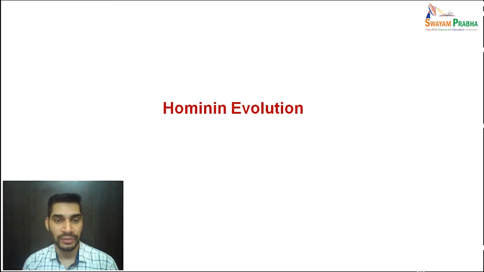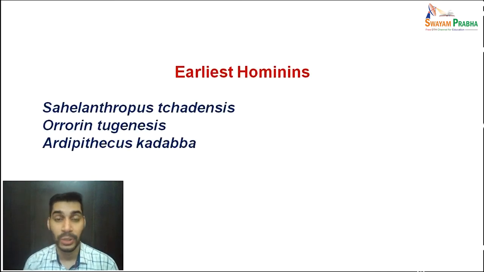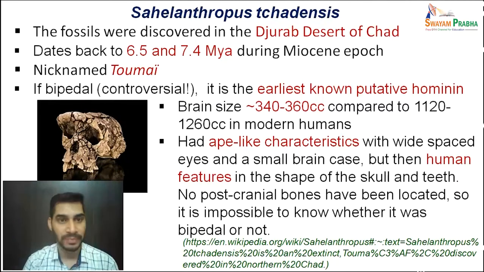Now, having come across these trends of evolution, let us move ahead to understand hominin evolution, where we'll see what the different transitional forms in human evolution have been, what fossils have supported us in tracing the history of human evolution, and so on. So let us start with the earliest hominins, which include various fossils discovered by a number of paleoanthropologists. But let us focus on three major ones: Sahelanthropus tchadensis, Orrorin tugenensis, and Ardipithecus kadabba. Besides these there are also many other fossils, but considering the limitation of time, we are going to discuss only a few major ones.